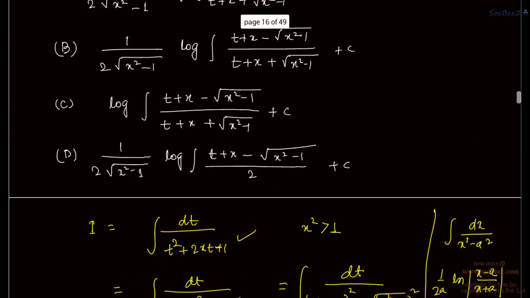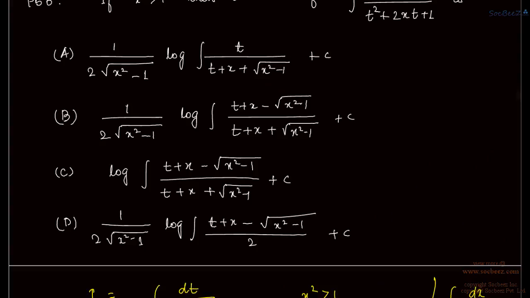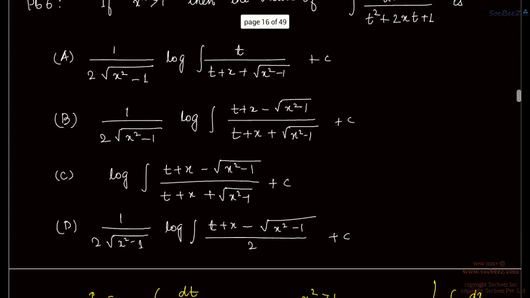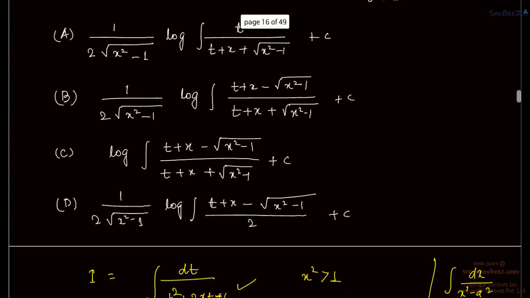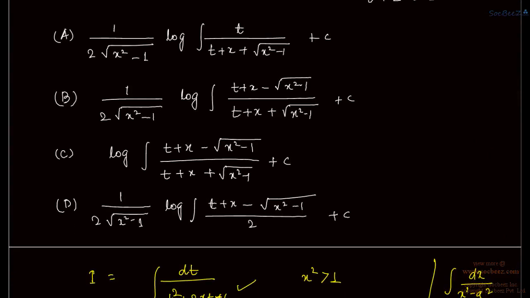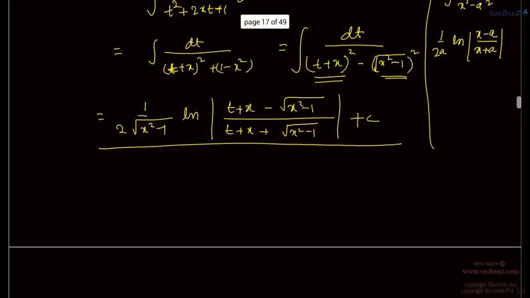So if we see the options from here, we can say that option B is correct, right? So option B is correct. Now in place of these values it should be mod, right? There is mod actually in the question. So moving to the next question.